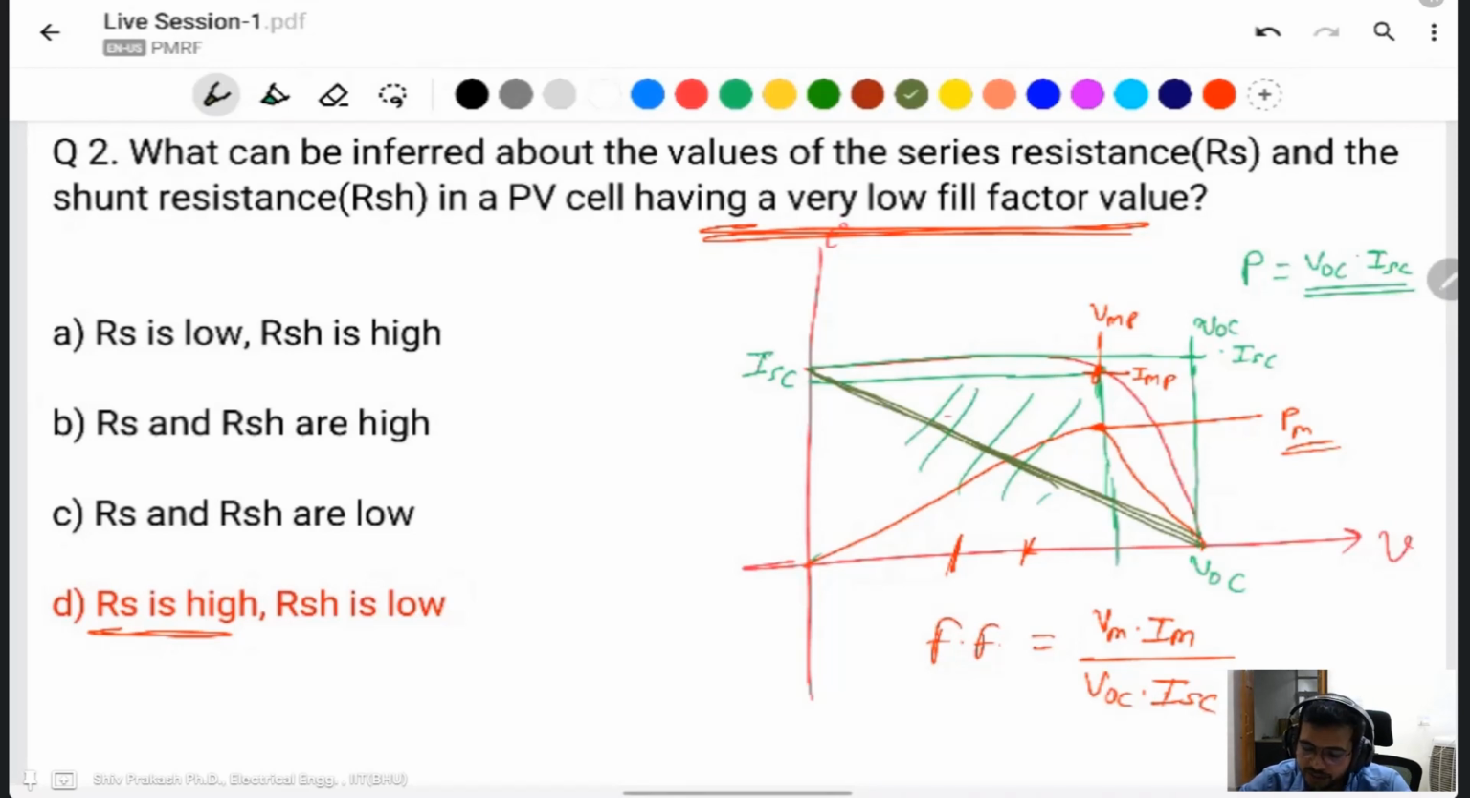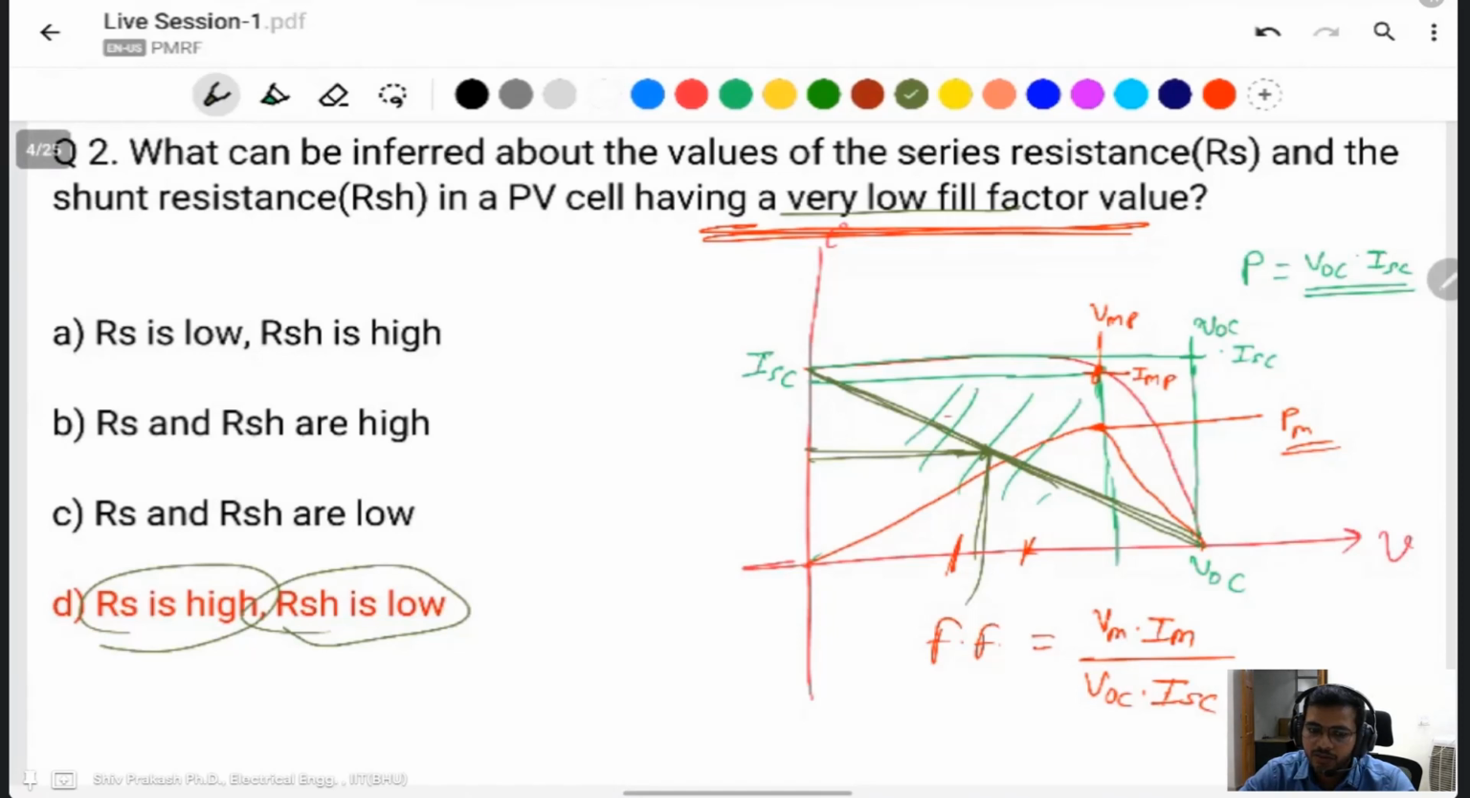Minimum fill factor. If you want to find the power at that point, this will be the power, because it is only due to the series and shunt connected resistance. That's why it asks about a very low fill factor. It means the series resistance is very high and the shunt resistance is very low. If that occurs, then the power of any PV cell is very much reduced.